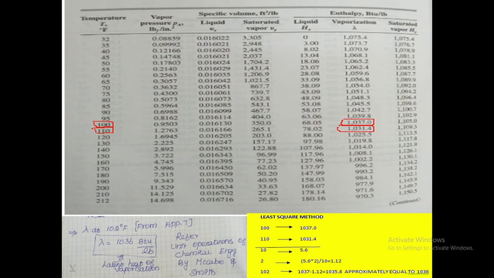Suppose these lambda values were increasing. What do you do here? Then you add this 1.12 to the first value. Are you clear or not? Okay. So this is the way we calculate the 102 degrees Fahrenheit lambda value using interpolation. So approximately the lambda value is 1036 BTU per pound. This is the latent heat of vaporization.